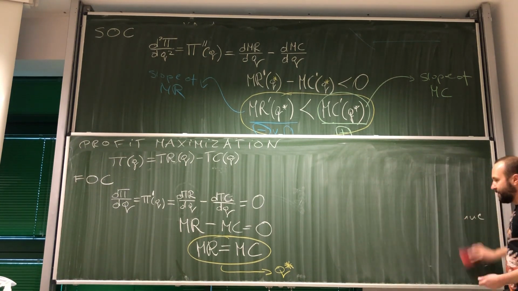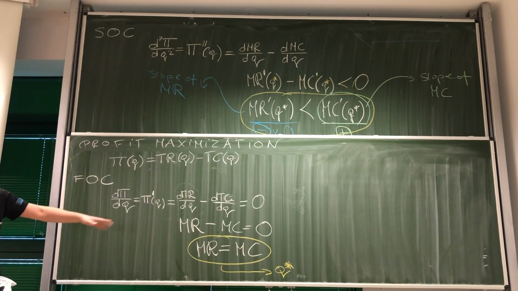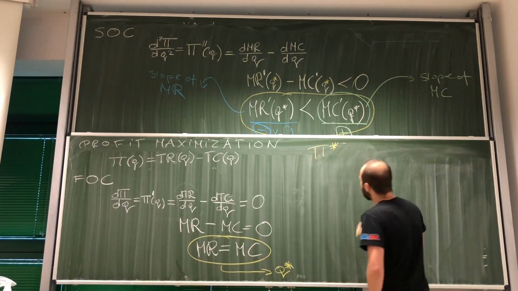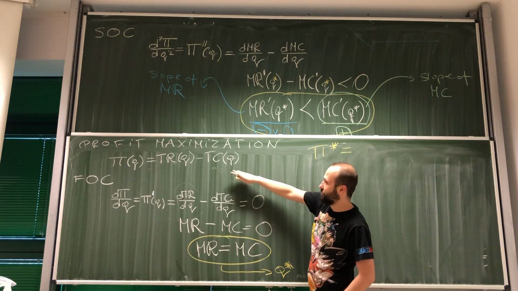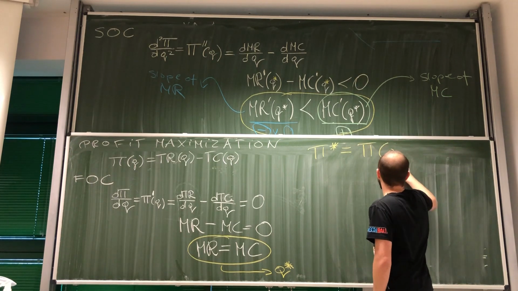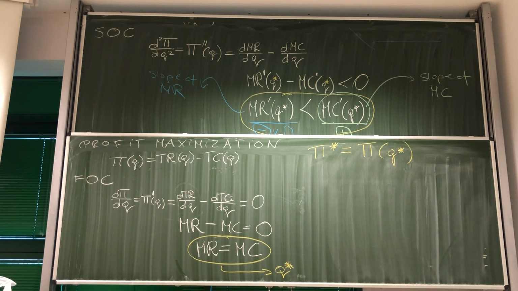Okay, so now let me just point out what we should do at the very end. Once we have found the level of production that maximizes our profit, we can find the maximum profit. How do we do it? We simply take the profit function that we had over here and substitute the optimal level of production, and this will give us the exact value of the maximum profit that can be achieved.